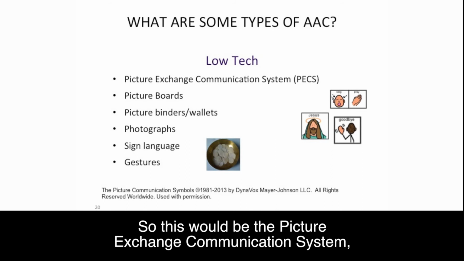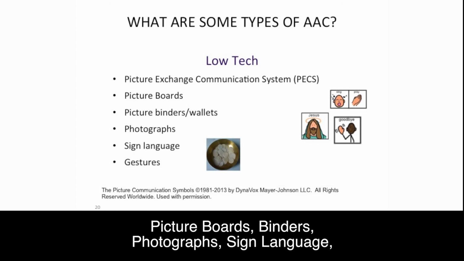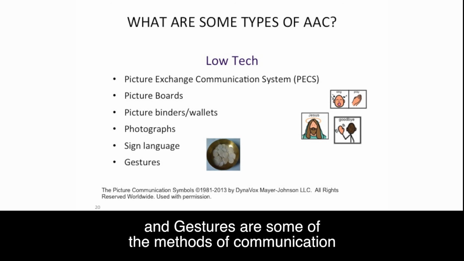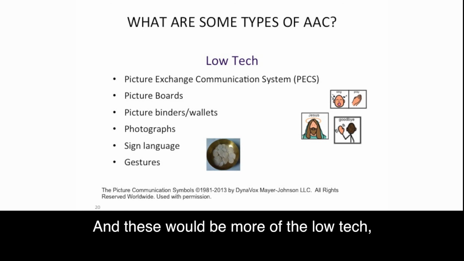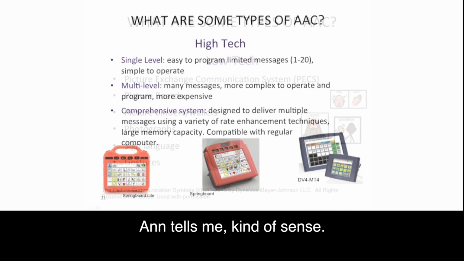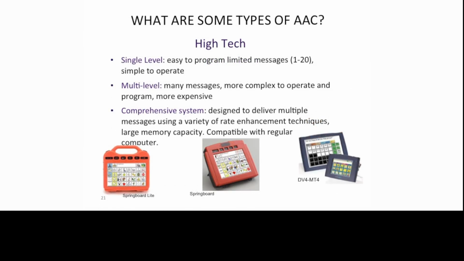So this would be the picture exchange communication system, picture boards, binders, photographs, sign language, and gestures. These are some of the methods of communication that we might use for individuals on the spectrum. And these would be more in the low-tech kind of sense.